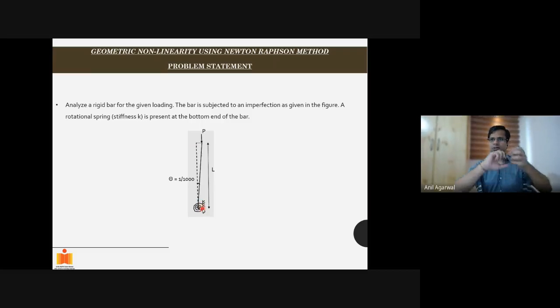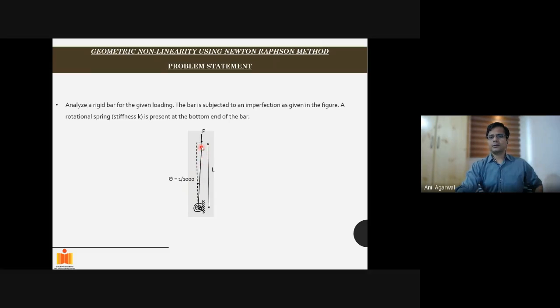Okay, it is not stressed. The spring is completely free. At that time, the bar is not perfectly vertical, but at a slight angle from vertical, and that angle is very tiny. Okay, so that is an imperfection. It was supposed to be perfectly vertical, but that angle is 1 divided by 1000. That's a very small angle, but nevertheless, it is there.